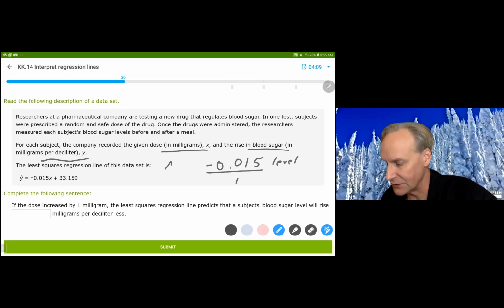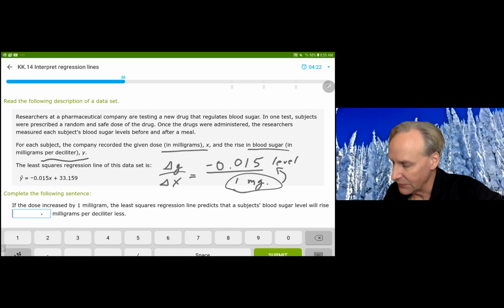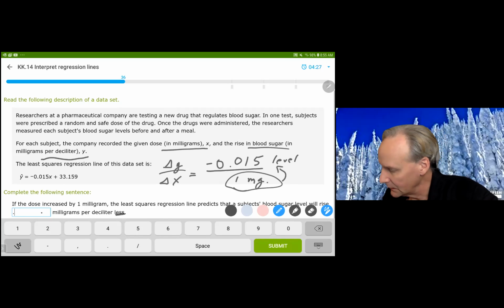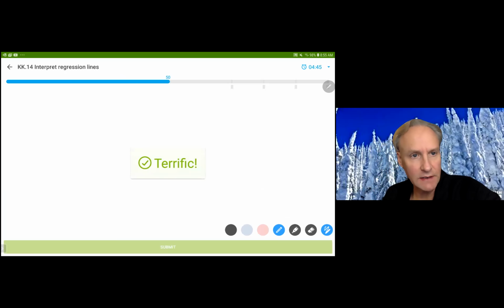Remember, this is always the change in y over the change in x. And the change in x is going to be 1 milligram of the medication. So this is the change that we expect to happen with 1 milligram. And because it says less, it already includes the negative. So there it is. Darn it, I keep forgetting to put in the 0, 0.015. So apparently it has a 1.5% effect for each milligram of the drug that you take.